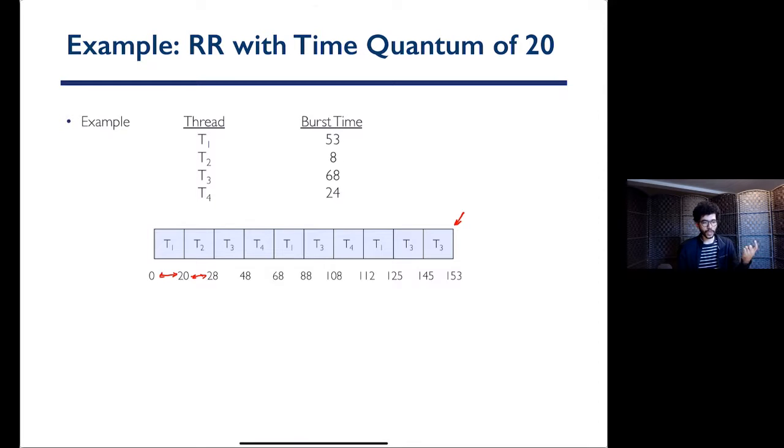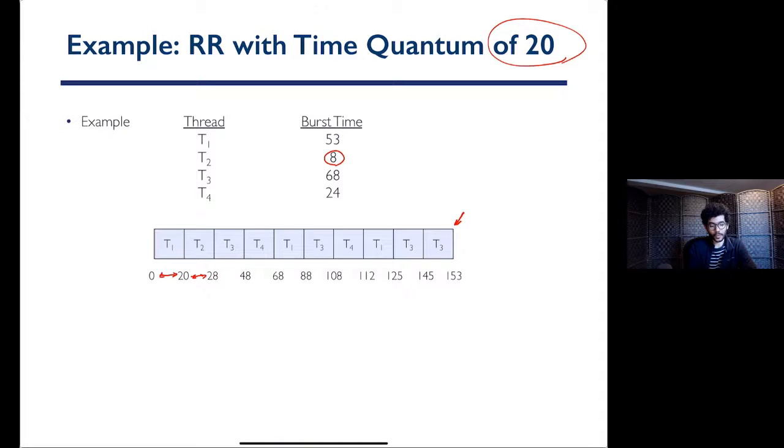First T1 runs. Let's assume that the length of the time quantum is 20. So it will run for 20, whatever unit of time. Then we context switch to T2, assuming that there is a 0 context switching cost. So I immediately context switch to T2. Now T2 is going to run for 8, and it's going to be done. So at time 28, I'm done with T2, and I'm going to go to T3, and then T4. Then I'll come back to T1.